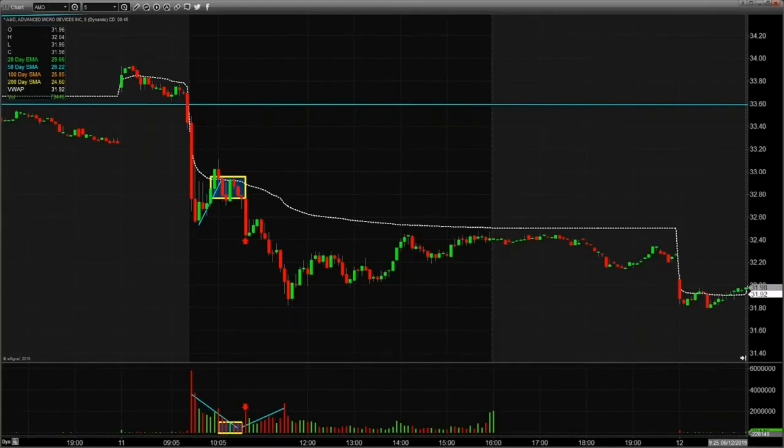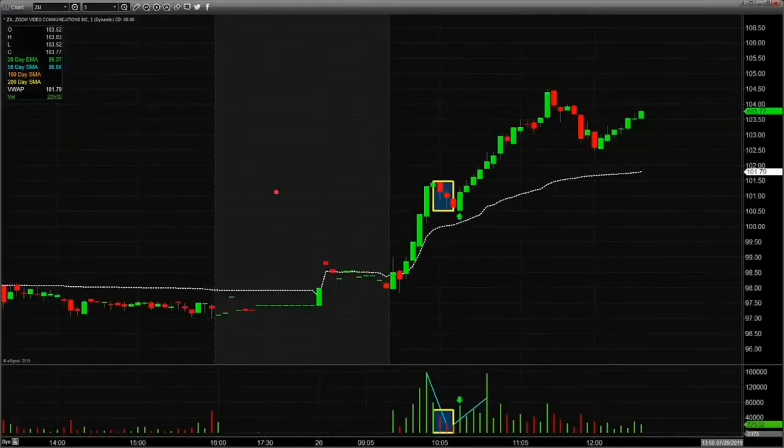All right, so that is a good example of volume profile to the short side. Next, I want to show you one to the long side. A really good example here of volume profile to the long side on this stock. But you'll see here, look what happens out of the open. You get this really nice move higher.